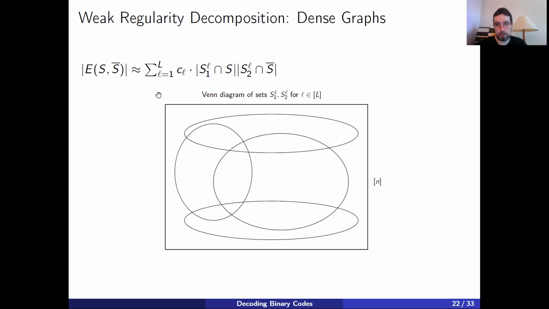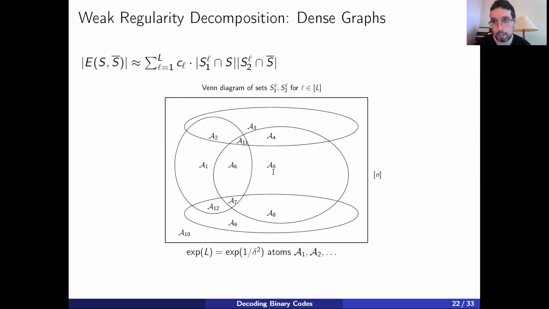If you take in our cut matrix decomposition all those sets and put them together and form this Venn diagram, it's going to partition the space 1 up to n into regions of the same intersection pattern. So this will be one region, another region, another region, and so on. We call those regions atoms. And it's easy to see that the number of regions is at most exponential in L. And if L is small, this might be very small. And if the error is a constant, the number of regions is also a constant, right?